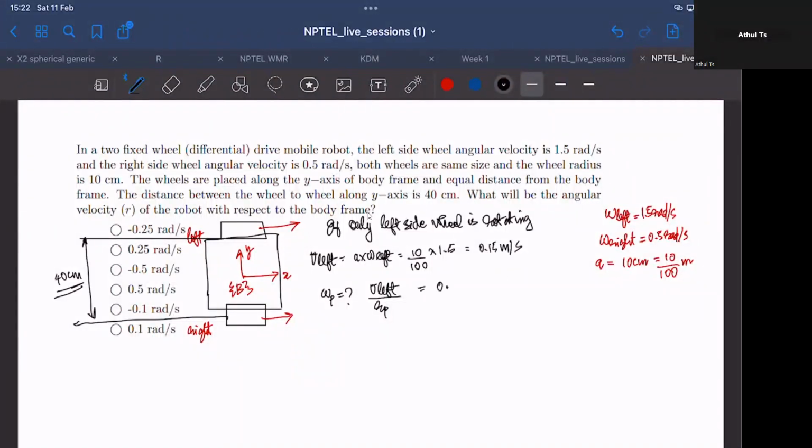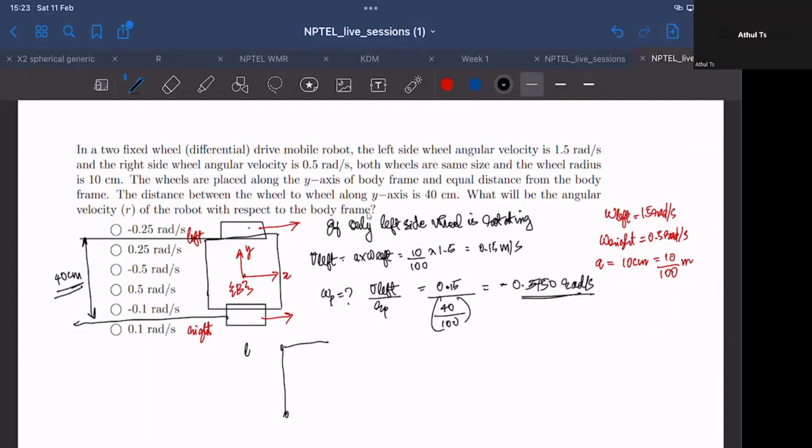So what would that be? This would be 0.15 times 40 by 100. This would be minus 0.3750 radians per second. I hope you understood the logic, because if only the left side wheel is rotating, this is how the velocity triangle would look like.